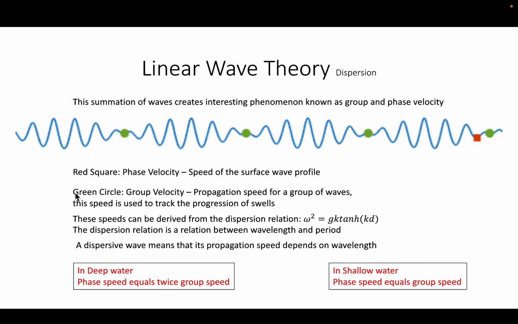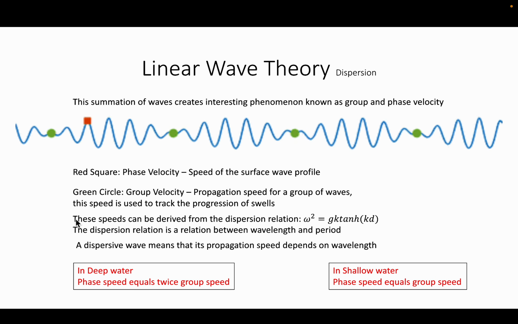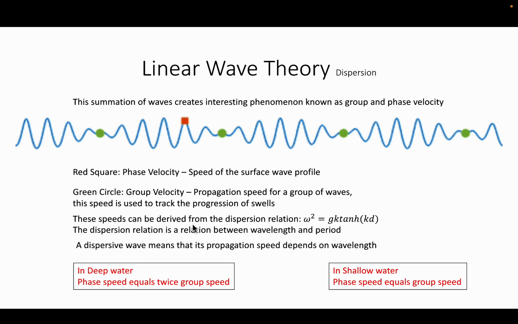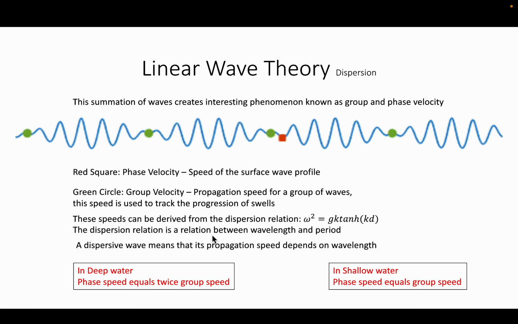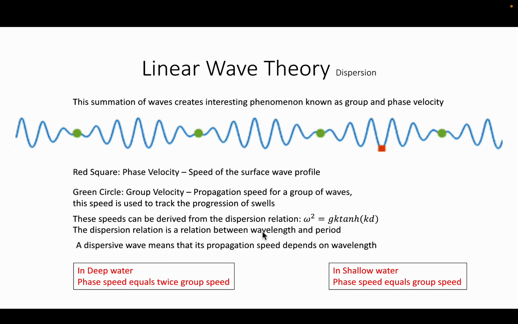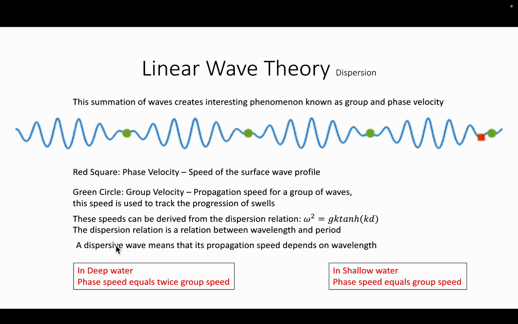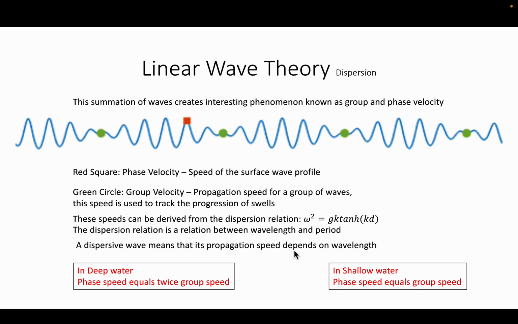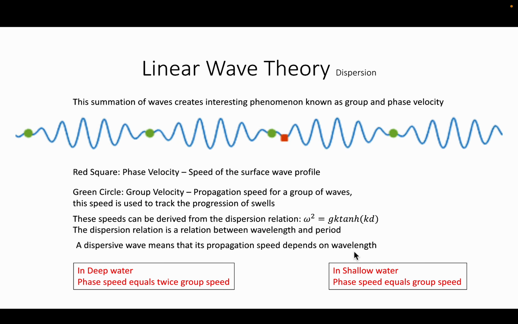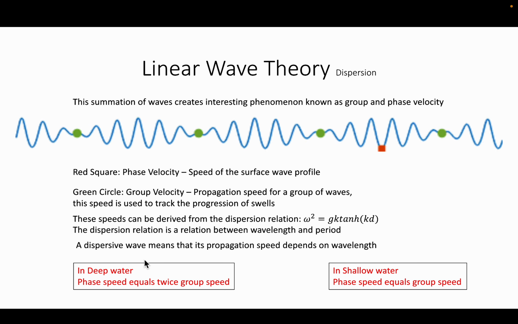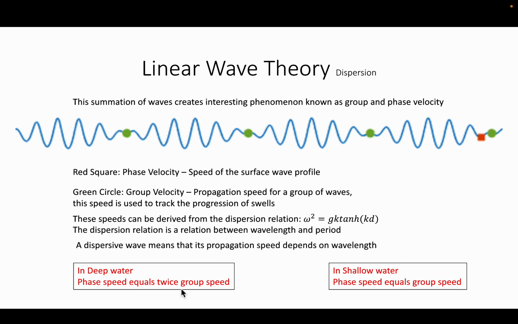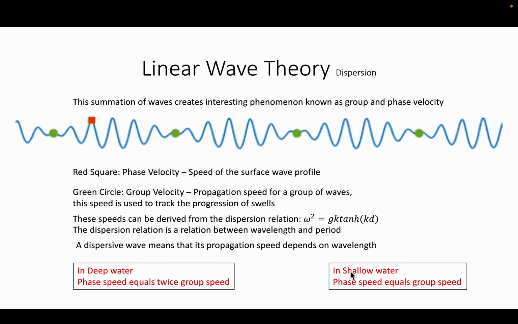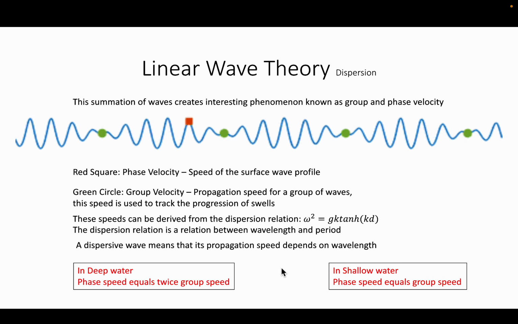So covered that. These speeds can be derived from the dispersion relationship, and the dispersion relationship is really a relationship between wavelength and period. And if you're a dispersive wave, that means the propagation speed depends on wavelength. Okay, so in deep water, phase speed is going to equal twice the group speed, and in shallow water, phase speed is going to equal the group speed.